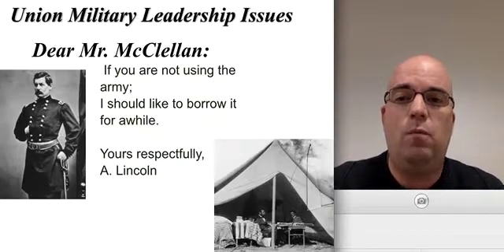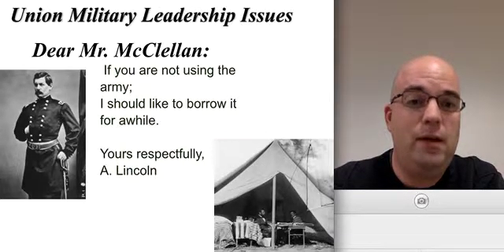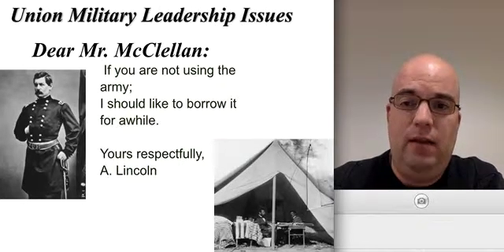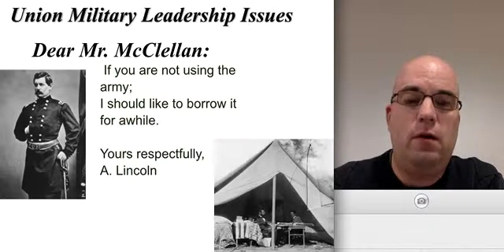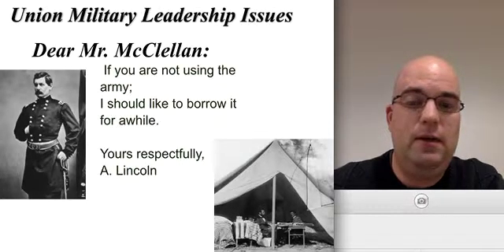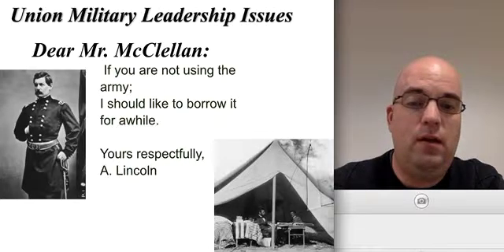One of the main generals in charge of the Union Army, a general named George B. McClellan, and Lincoln did not actually get along very well. McClellan did not like Lincoln, and Lincoln did not really like McClellan either. After one of the battles, President Lincoln sent McClellan a telegram that said, "Dear Mr. McClellan, if you're not using the Army, I should like to borrow it for a while. Yours respectfully, A. Lincoln." Lincoln's concern about McClellan was that he was really slow to act, not a very decisive leader. McClellan didn't think Lincoln understood warfare and didn't really listen to him either.